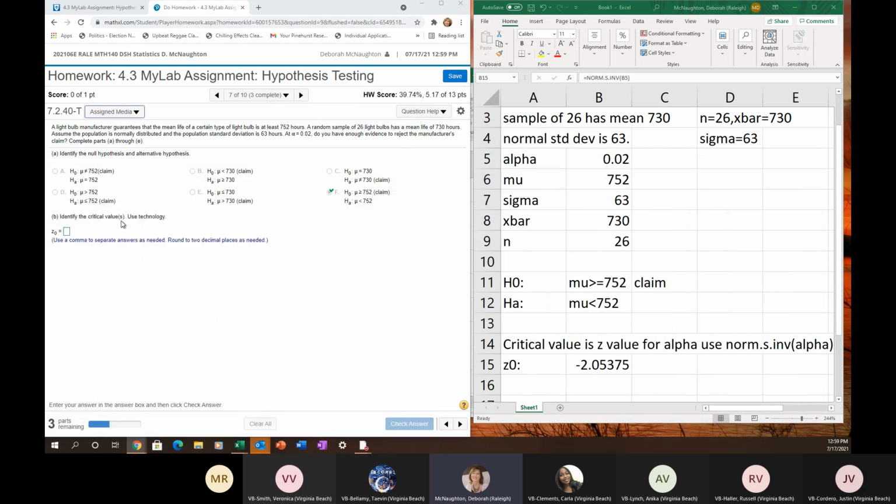So the first thing is identifying the critical value, and that is the value using the alpha level. You could also look it up in a table, but they want you to use technology. So when they ask for this, the table might give you a different answer. And then it says round to 2 decimal places.